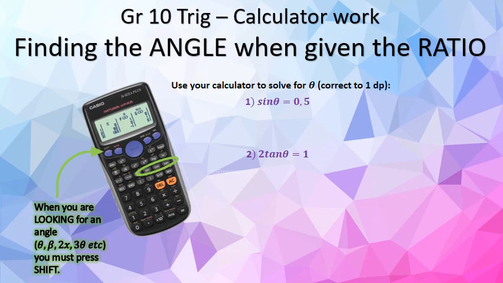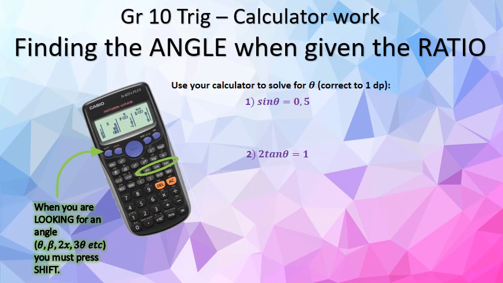Whereas on Friday we were given the degree, we were given the angle, and we were looking for the ratio. Today we're given what the sine of that angle or tangent of that angle or cosine of that angle is equal to, and now we're required to use our calculator to find that angle. And it's absolutely incredible that at least our calculators can help us do this. So let's have a look.